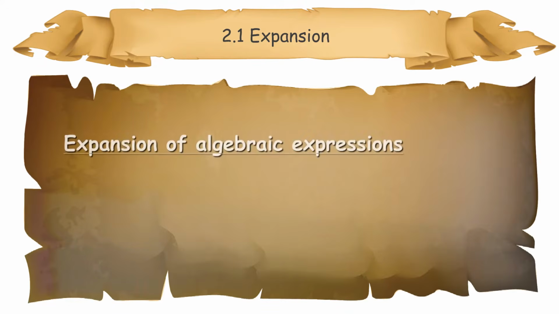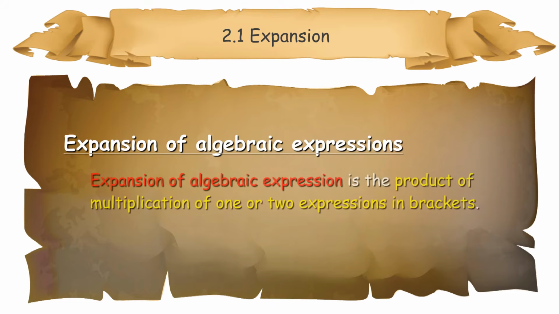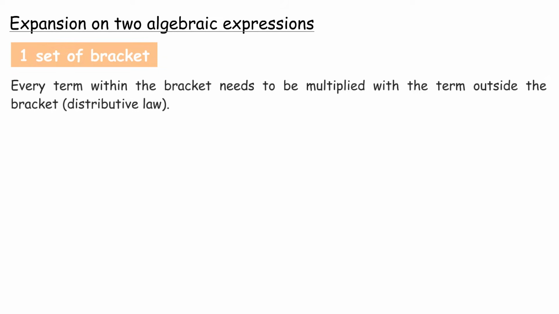Let us move on to 2.1 Expansion. Expansion of algebraic expressions. Expansion of an algebraic expression is the product of multiplication of one or two expressions in brackets. Expansion of two algebraic expressions. Expand expressions with a single set of brackets. Every term within the bracket needs to be multiplied with the term outside the bracket.